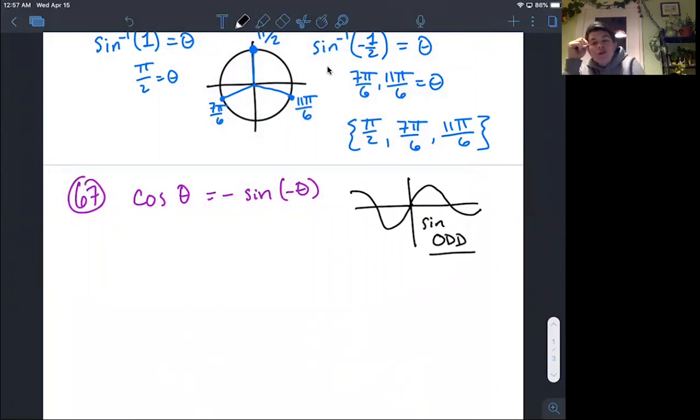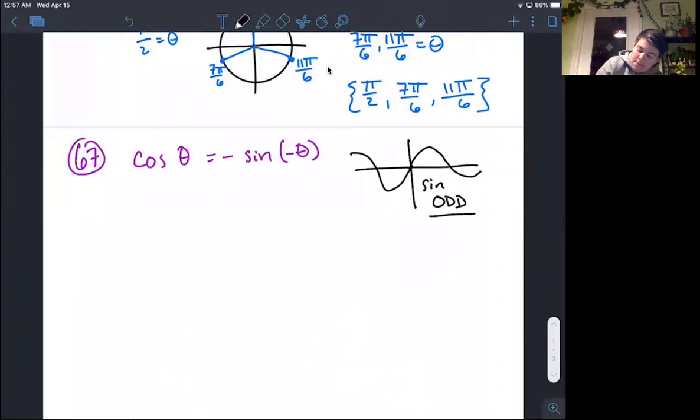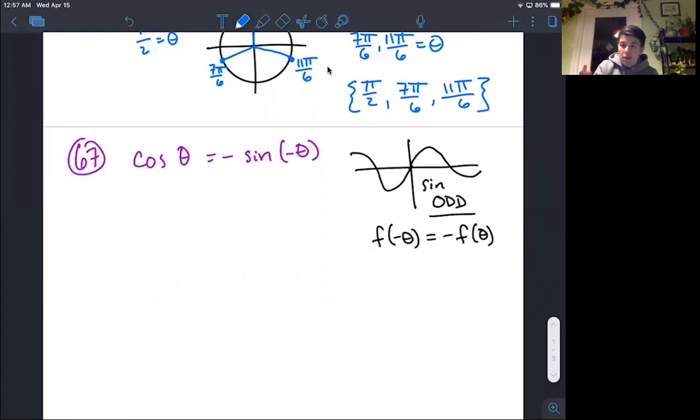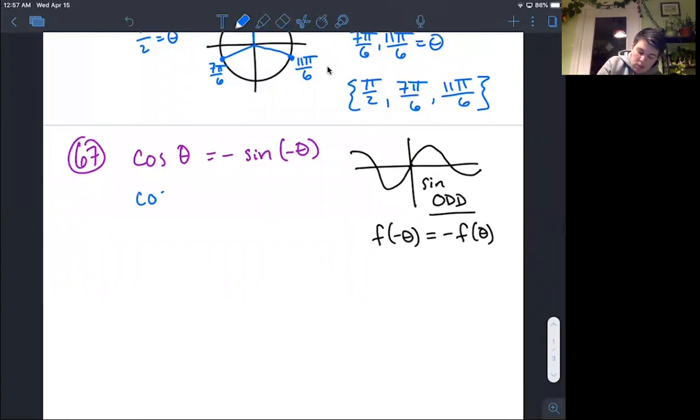So algebraically, the way that we know that a function is odd is if the negative input is equal to the negative output. So if I make the input negative, then the output is also negative. And if that works out algebraically, then I know that that's an odd function. So since I know sine is an odd function, I can change this sine of negative theta to negative sine of theta.